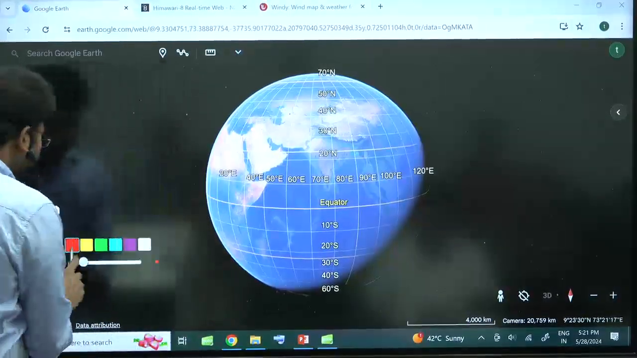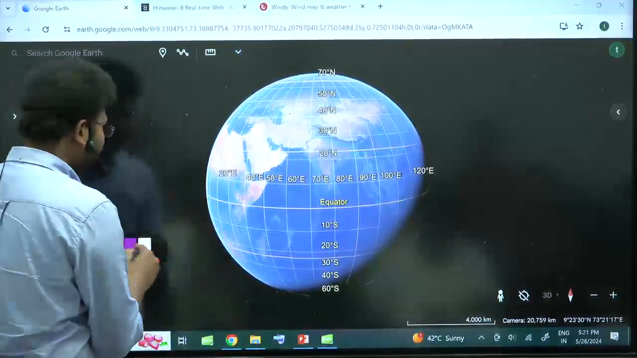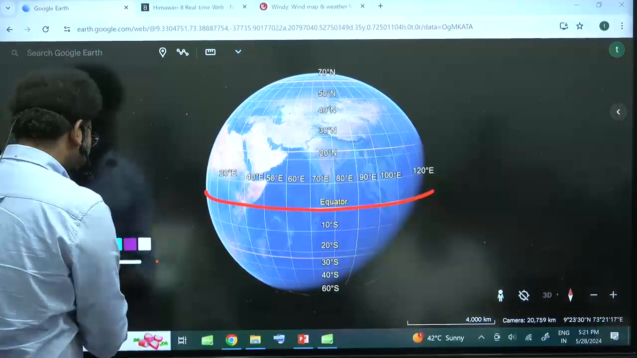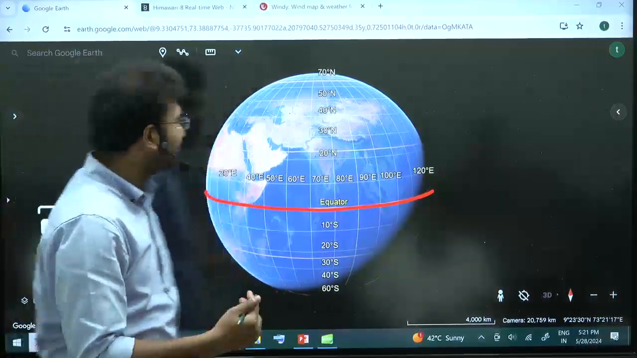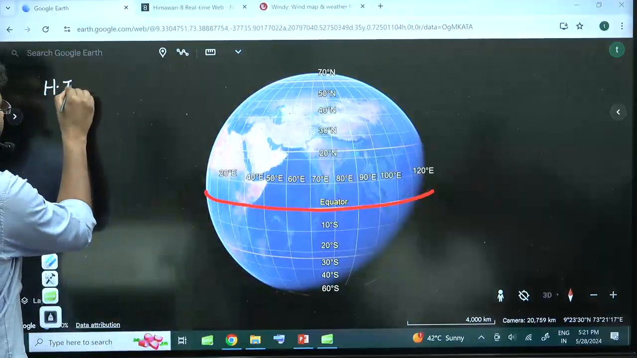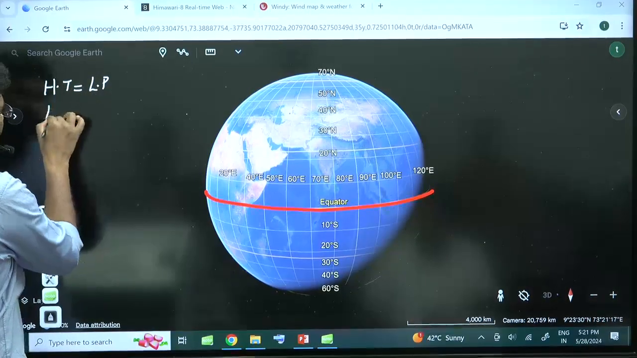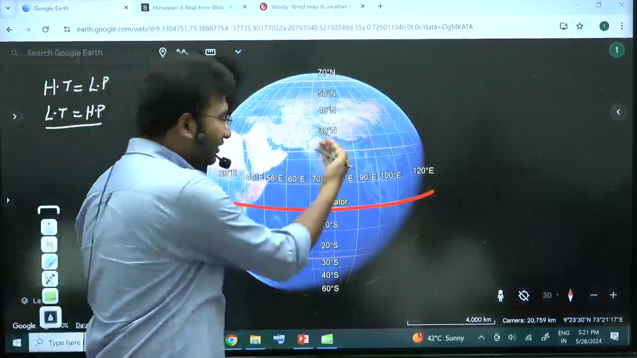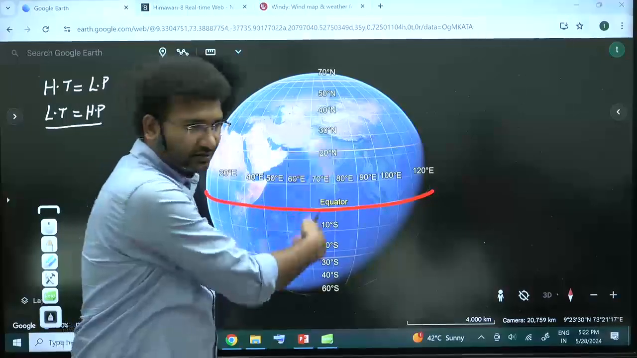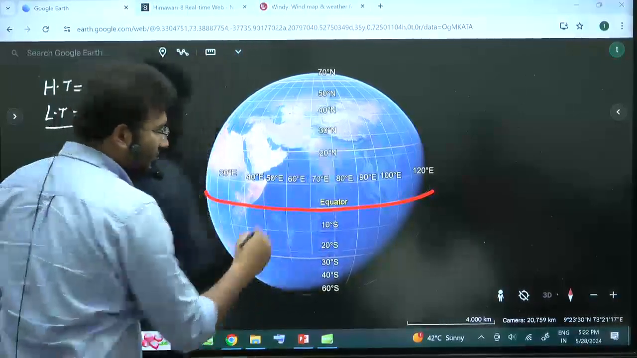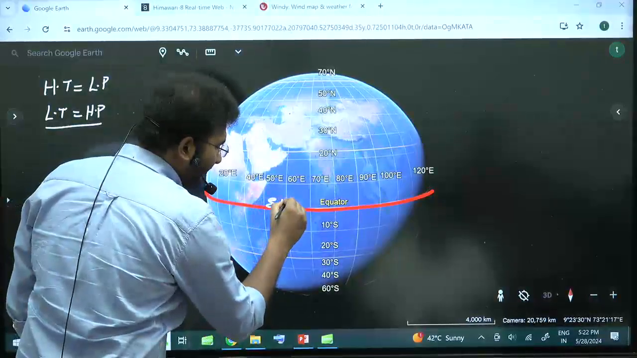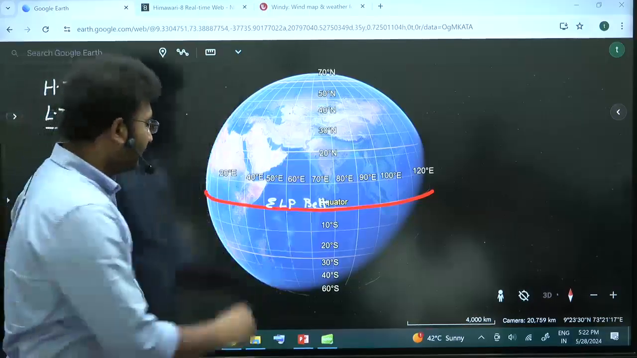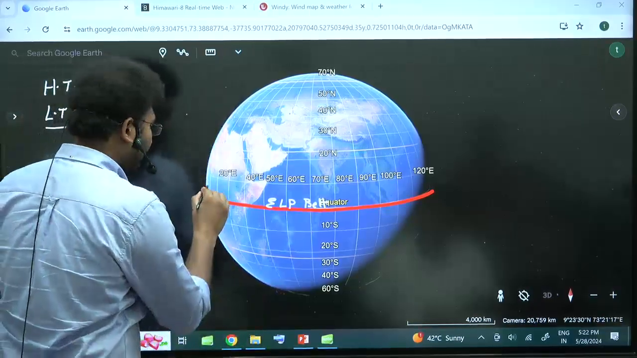Right? Ideally, all throughout the year, if I take the equator, this is the equatorial line, and this is the place where I'll have high temperatures. Whenever I have high temperatures, it is equal to low pressure, and low temperature is equal to high pressure. So all throughout the year, as compared to the Tropic of Capricorn and Tropic of Cancer, either way, it is so hot. So this is the equatorial low pressure belt, and this equatorial low pressure belt is so hot.